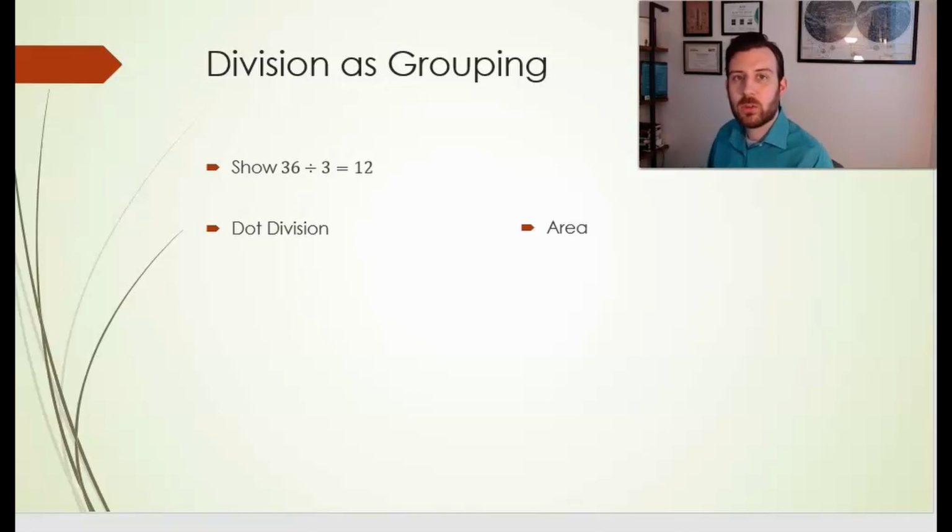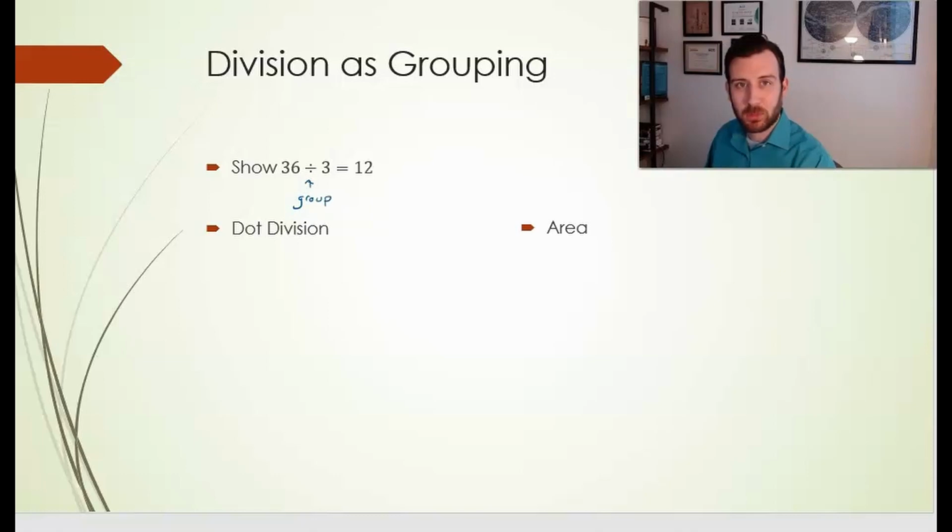Lastly, I'd like to show you 2 different models that help make intuitive sense out of the operation of division. The first is dot division. So let's look at this problem, 36 divided by 3. If we want to do 36 divided by 3, we could think of that as 36 divided into groups of 3. So this is an operation of grouping.